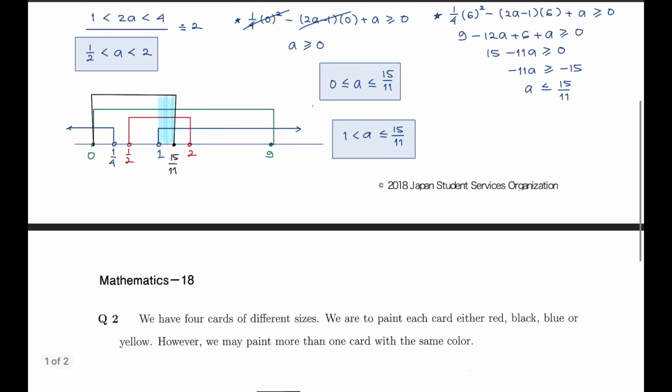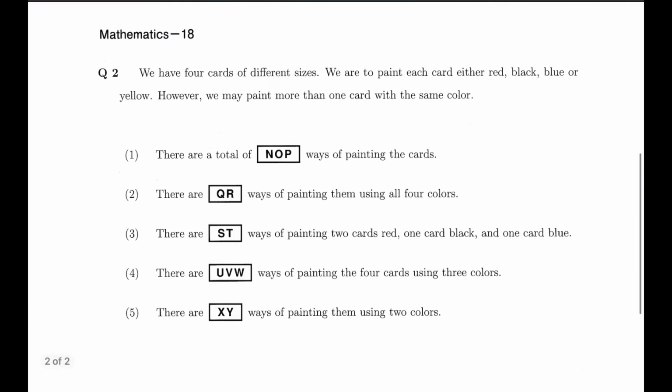Nah, ini untuk soal yang pertama. Sekarang kita pindah ke soal yang kedua. Soal yang kedua ini tentang probability. Soalnya bilang, we have 4 cards of different sizes. Jadi kita punya 4 kartu yang ukurannya berbeda. Jadi kartunya itu ukurannya beda-beda.